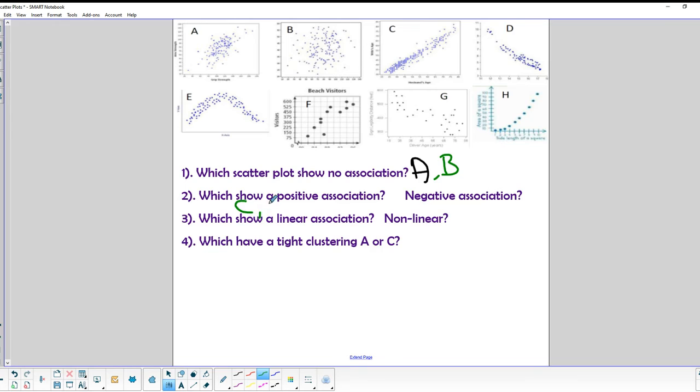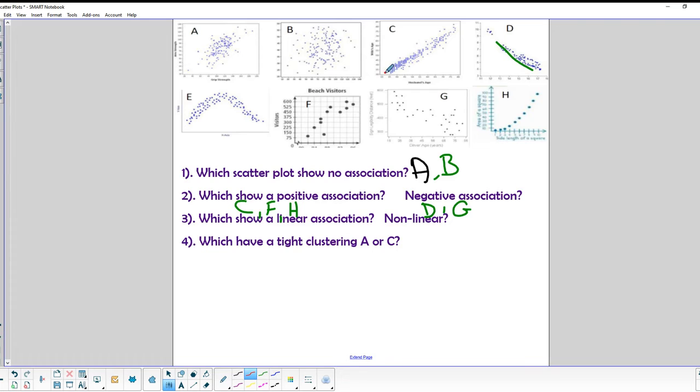F is looking pretty positive here. So you're going to see that data goes up as you go to the right. H, even though that's not perfectly linear, it does appear to be going up as you go to the right. Meanwhile, the ones that show a negative correlation would be like D. It kind of angles down as you go to the right. E is kind of a non-linear, but it is a positive at one point and negative at another, so we'll kind of ignore that one. G has a pretty good negative correlation as well.